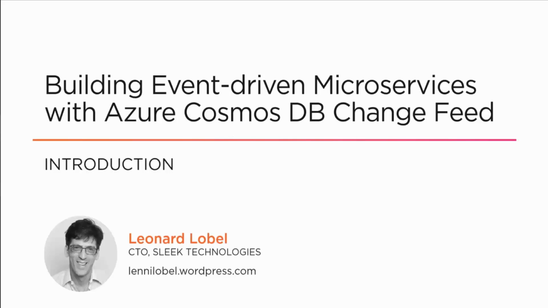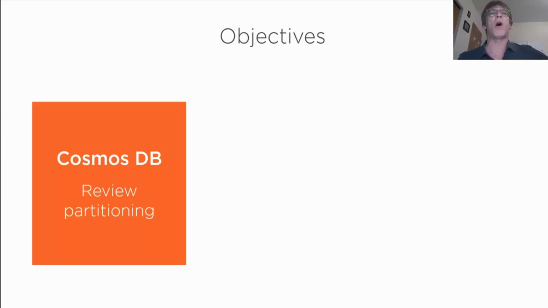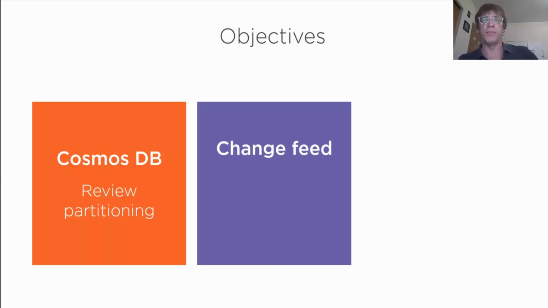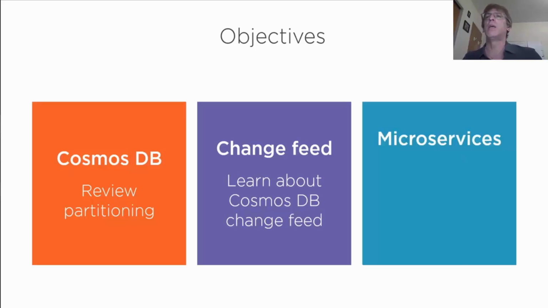So without further ado, I'm going to jump right in. What are our objectives? Well, I'll start by saying this is somewhat of an advanced course. If you have some background in Cosmos DB, that can be helpful, but I'm not going to make that an absolute requirement, because I'm going to review at least the critical core concepts, namely partitioning, in order to level set. And then we'll talk about the change feed and learn all about what it can do for you, and we'll put it all together with microservices.